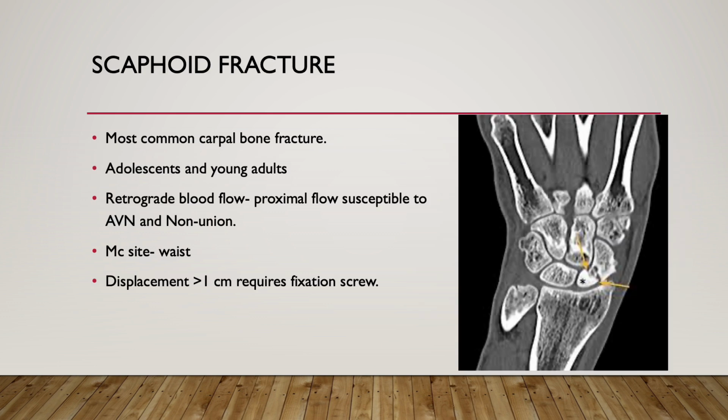Next topic will be scaphoid fracture. It is a very commonly asked topic. The most common carpal bone fracture is scaphoid fracture, generally seen in adolescents and young adults. As we all know, there is a retrograde flow to the proximal part of the scaphoid, so when there is a fracture, it is more susceptible to AVN and non-union. If you can recall, we just saw that scaphoid is prone to non-union. The most common site of fracture is the waist of the scaphoid, and displacement more than 1 centimeter requires a fixation screw.